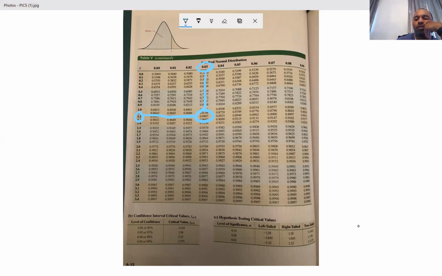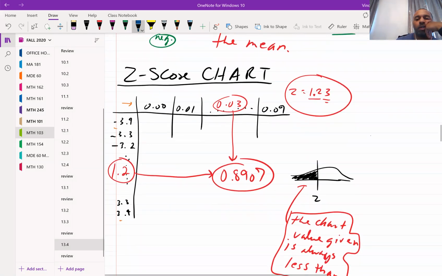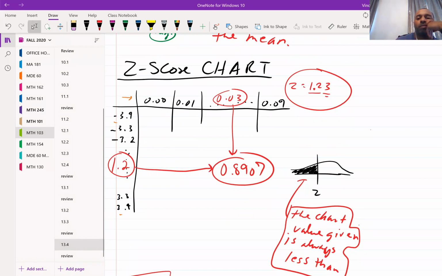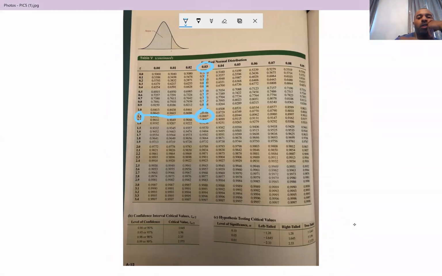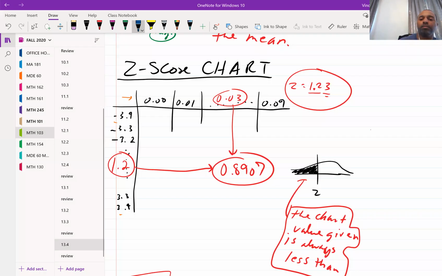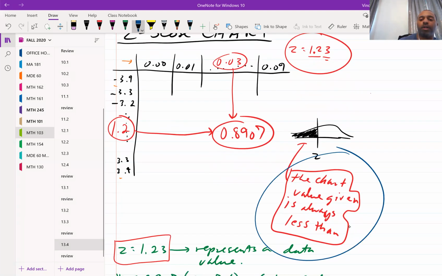So what does that mean for us? Oh, also, I didn't point this out when I was on the chart. This part right here just lets us know that whatever value we pull from the chart represents what's to the left of that z-score. So we'll see how that applies to us in a second. And that's what I was saying right here. The chart value given is always less than.